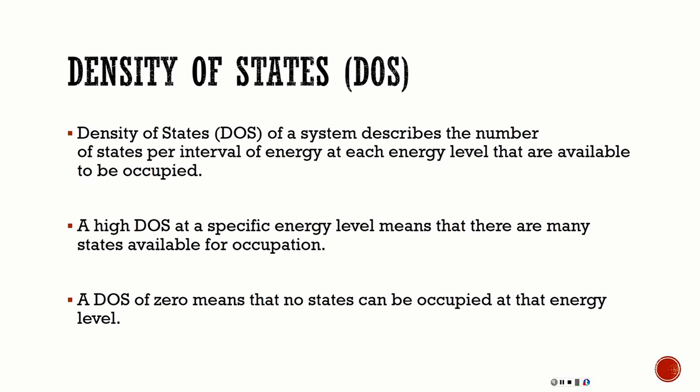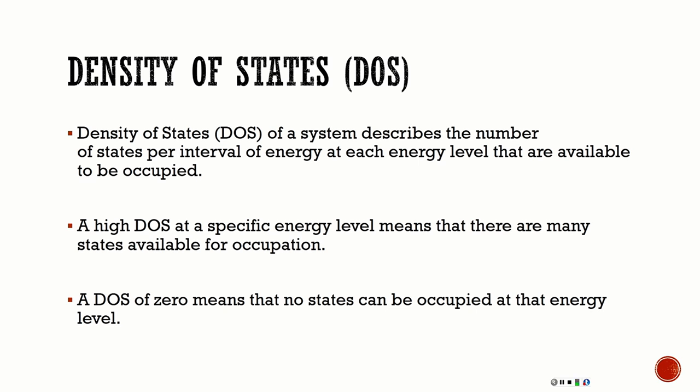That means the amount of states that we have at a specific energy level, per interval of energy. When the density of state is high, that means we have so many states per interval of energy that are available for occupation. And when the density of state is 0, that means we don't have any free state for occupation at that energy.